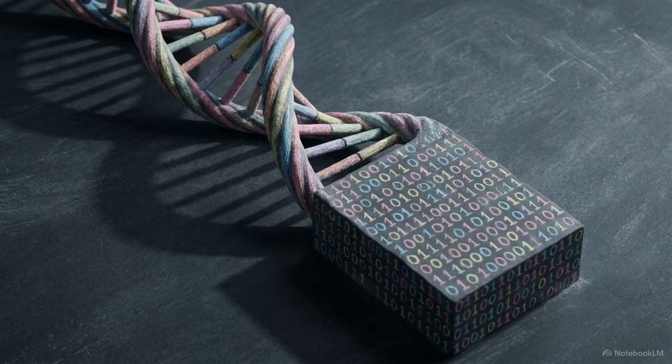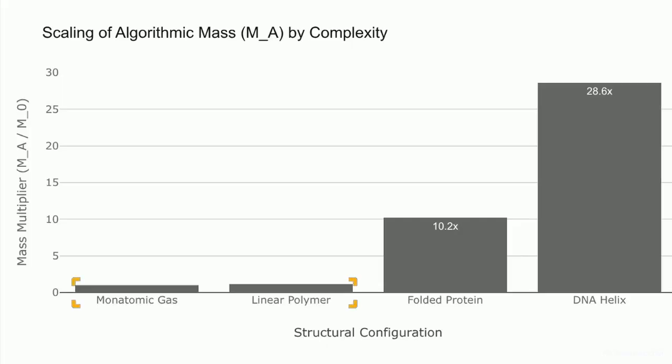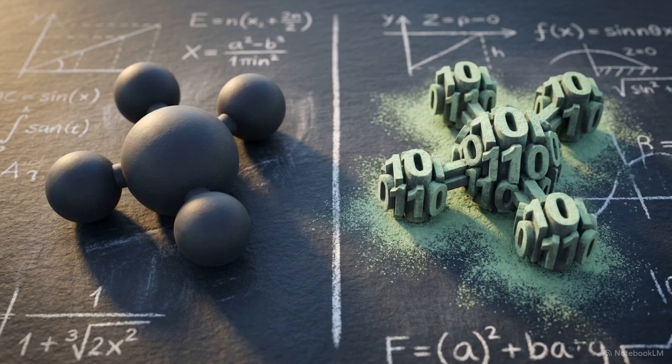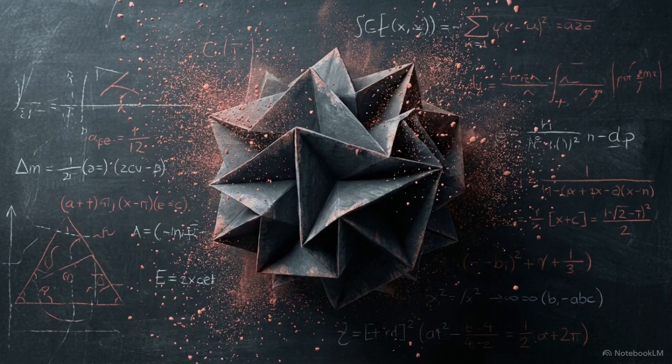This generates algorithmic mass. It is the physical weight of the code required to geometrically encode a structure. Inert structures like monatomic gases and linear polymers show a negligible mass multiplier, possessing very little algorithmic mass. But an information-bearing molecule like the DNA helix requires an exponential leap in computational work. Its multiplier reaches 28.6 times the baseline mass. In this informational regime, mass is not an inherent property of stuff, but an emergent state of coherence and informational cost. Maintaining this coherence is a constant struggle.